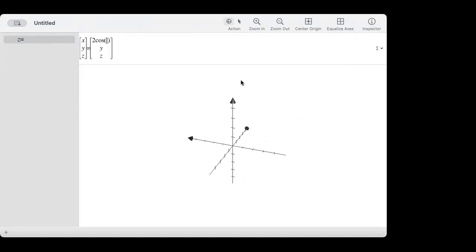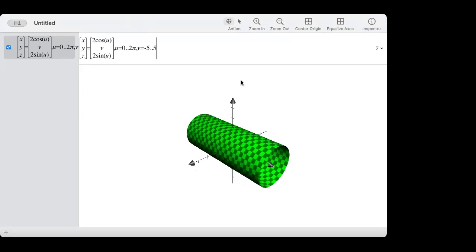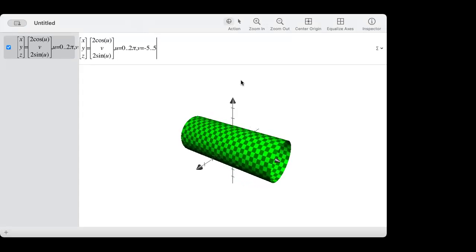So up here, 2 cosine of u, then v, then 2 sine of u, and then I tell it u goes from 0 to 2 pi, comma, v goes from -5 to 5. So I can give it the ranges just like we did for t back when we were doing parametric curves. I can give it the ranges for u and v. There's my cylinder, and it even drew the checkerboard on it, didn't it?